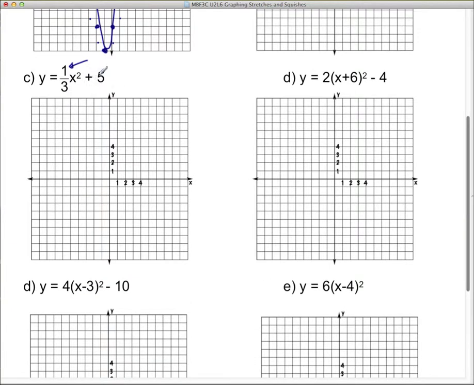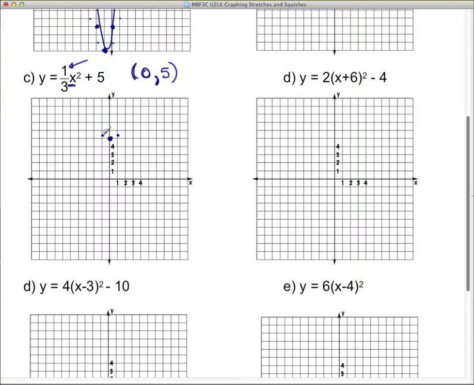We're going to go to plus 5. 1, 2, 3, 4, 5. And that's it, because there's no brackets. So remember, when there's no brackets, the first value of the vertex is 0, and then we get the 5 on the end. So we have 0 and 5. Now we're going to go over 1, and instead of going up 1, we go up a third of 1, which is just a third.